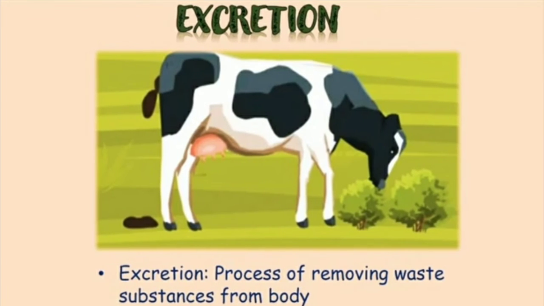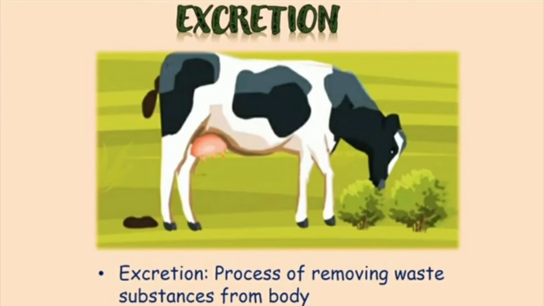Children, the next characteristic which we are going to learn is excretion. Children, is all the food we eat used by our body? No, right? And what is the unused part of the food converted into? So let's study this. What happens to the unused part? That is the waste part of the food.